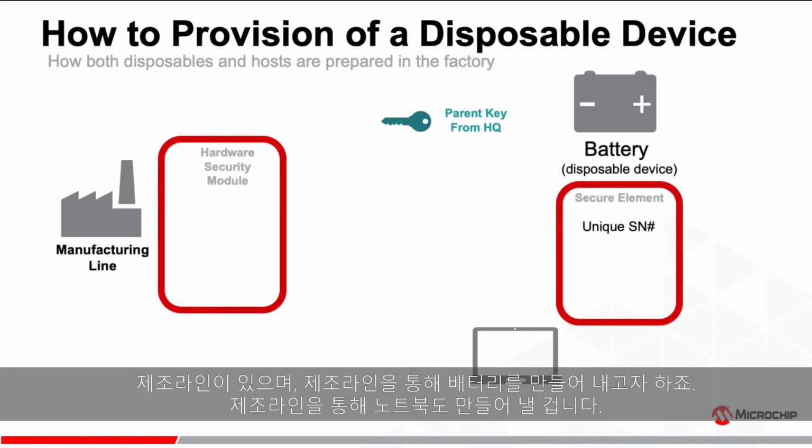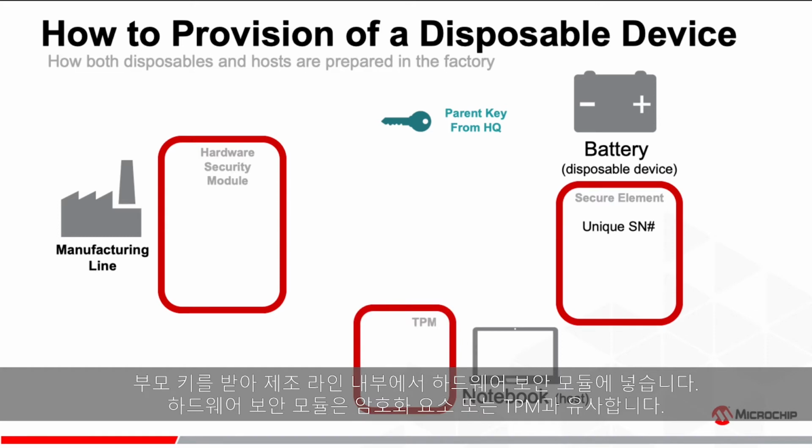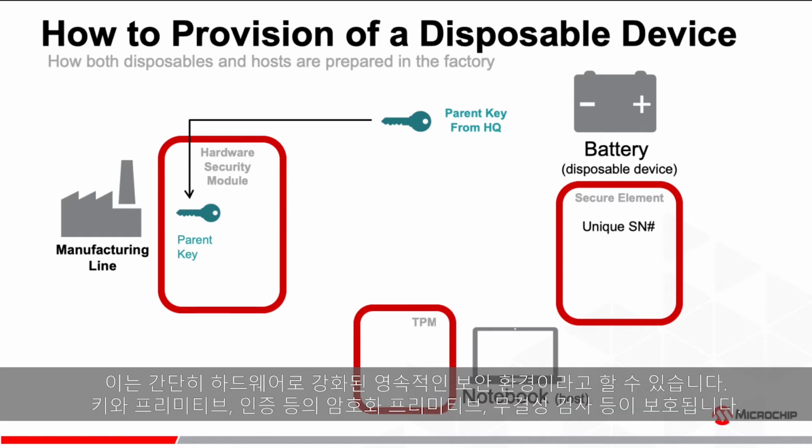There is a manufacturing line. There are the batteries that we're going to create on the manufacturing line, and there are the notebook computers that we will be creating as well. We take the parent key and put it into the hardware security module that's on the manufacturing line. The hardware security module is similar to a crypto element or a TPM. This is simply a hardware enforced, persistent, secure environment in which keys and crypto primitives like authentication, integrity check, and so forth are protected.